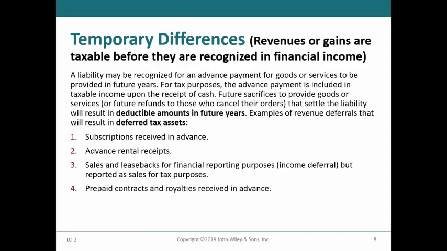We also defer the recording of revenues for financial reporting purposes if we have received cash prior to satisfying our performance obligations. However, the tax code requires that we report cash received as income in the tax return. This slide shows examples of deferred revenue that would be reported on the tax return prior to the reporting of the revenue for financial statement purposes. These examples will result in deferred tax assets.